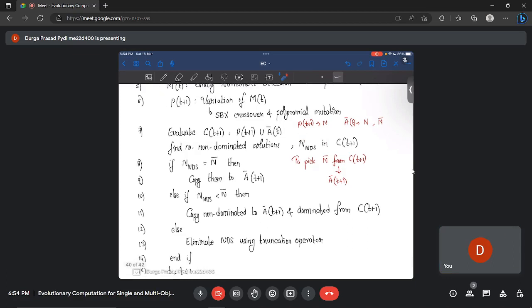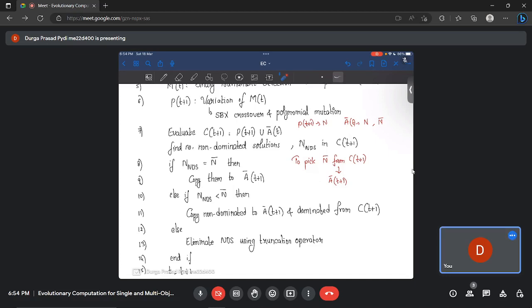If you see the second case, where your number of non-dominated solutions is less than n bar, you have a larger archival size, but you do not have that many non-dominated solutions. So what you have to do is first take all the non-dominated solutions and add them to A bar of T plus 1, and then you will be left with some vacant space. You don't have any other option. You have to take dominated solutions and fill it because you don't have non-dominated solutions. So it will have a combination of both non-dominated and dominated solutions.